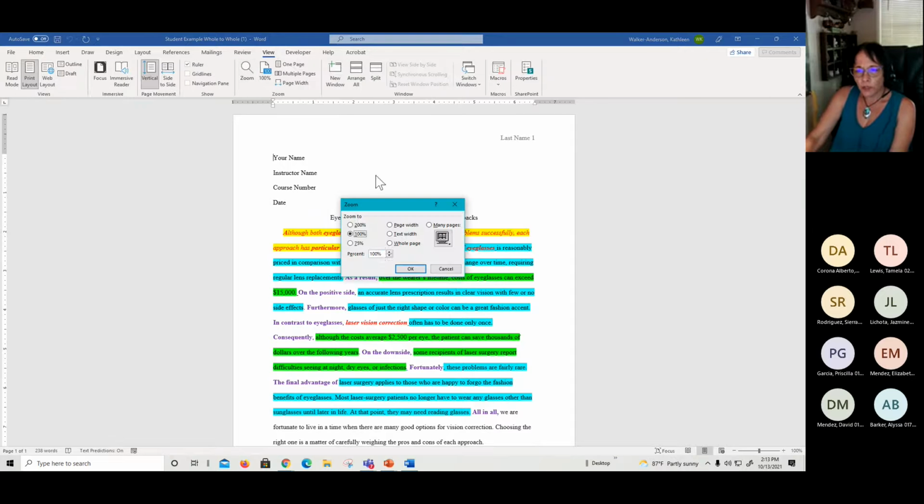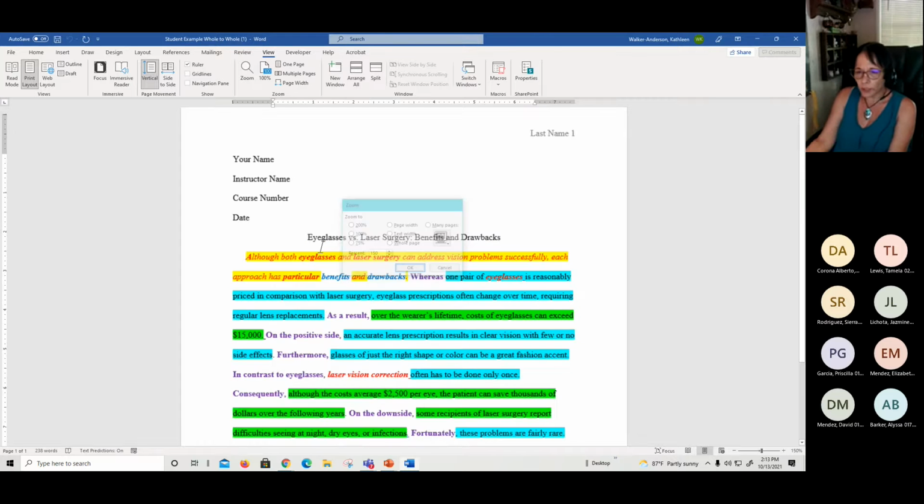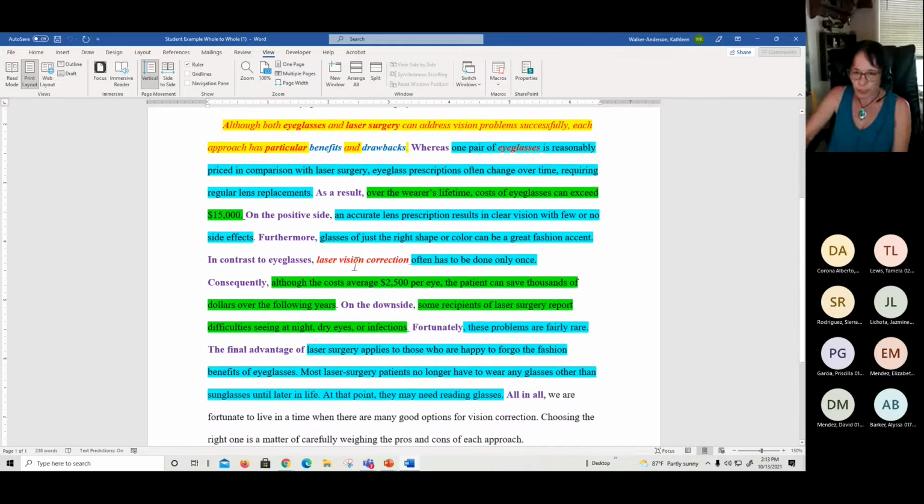You make it bigger. But I want to give you a visual of what whole to whole organization looks like versus point by point. Okay, and I'll explain all the coloring. But what is in red are the main subjects. So the first main subject is eyeglasses. The second main subject is laser surgery. Paragraph starts out by talking about eyeglasses, and then it gives all the information for eyeglasses. So all the benefits and drawbacks, because those are the points of comparison. And then it does the same thing for laser surgery. And so it ends with that. And then there's a concluding statement. So block method, subject by subject, point by point. This is what it looks like visually.